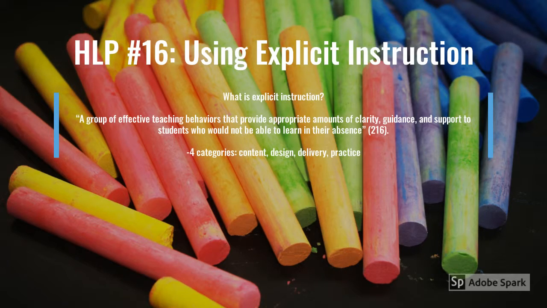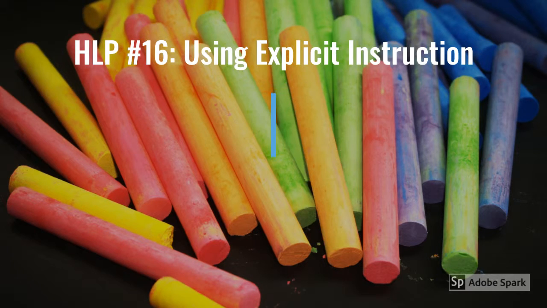Explicit instruction is a group of effective teaching behaviors that provide appropriate amounts of clarity, guidance, and support to students who would not be able to learn in their absence. The four categories are content, design, delivery, and practice. Later in the video, we will look at an explicit lesson format and extra tips.